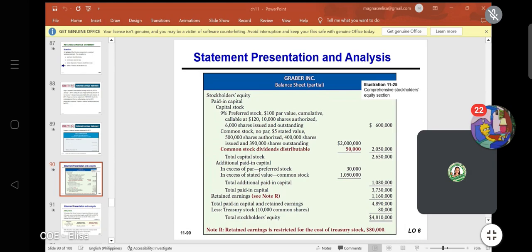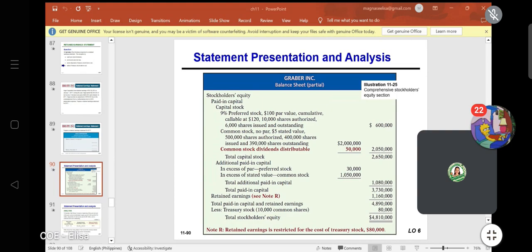So out of this 10,000, only 6,000 shares are issued and outstanding. So 6,000 times 100 is 600,000. This is easy to check. Merely looking at this, 600,000, the par value is 100, so 600,000 divided by 100 gives 6,000 shares issued and outstanding, out of 10,000 shares authorized.